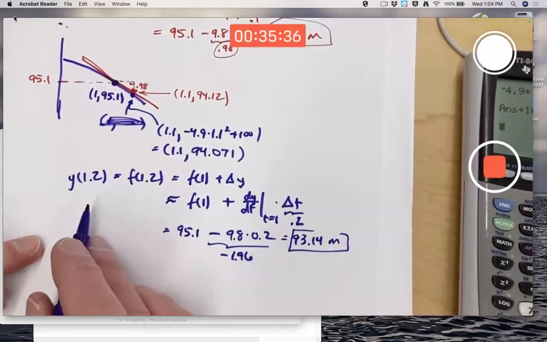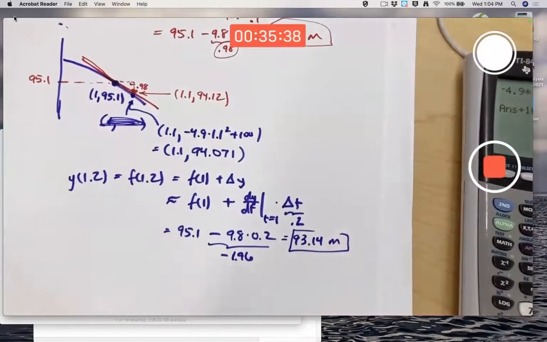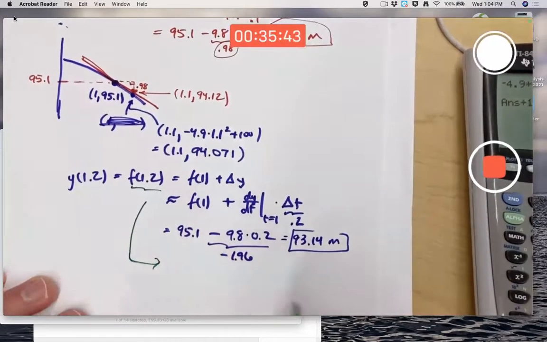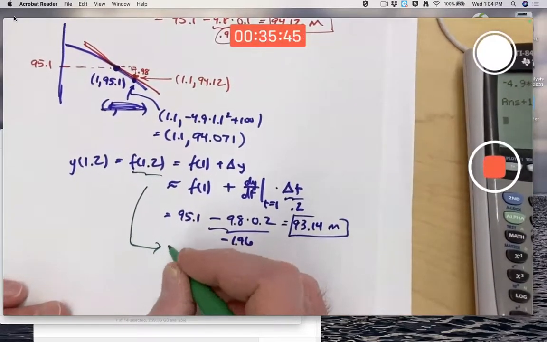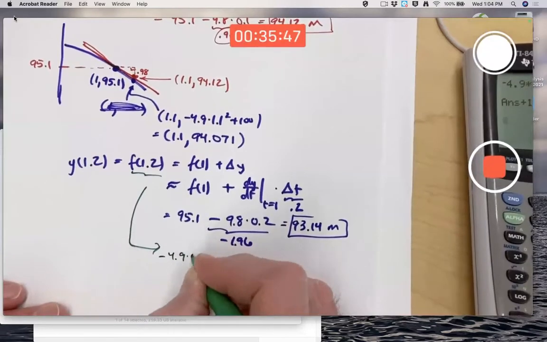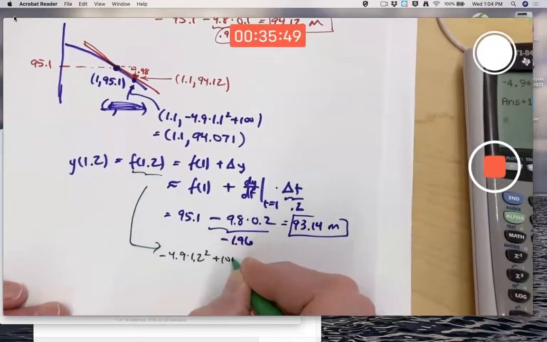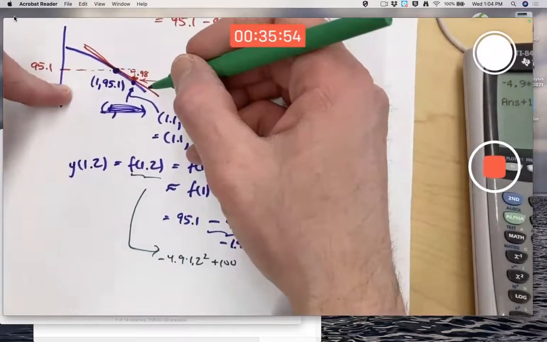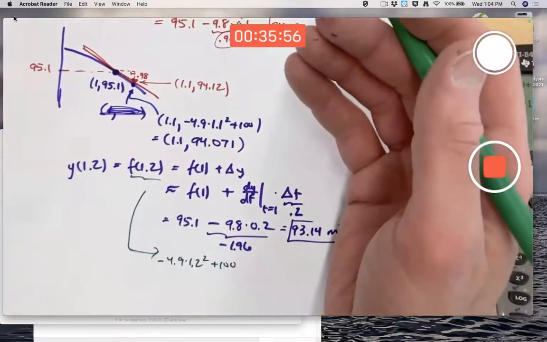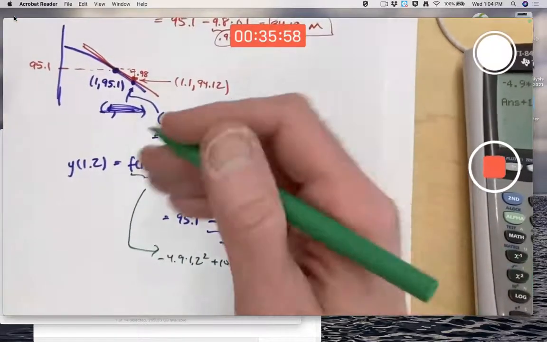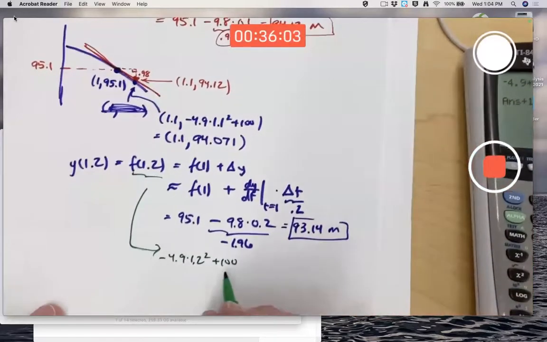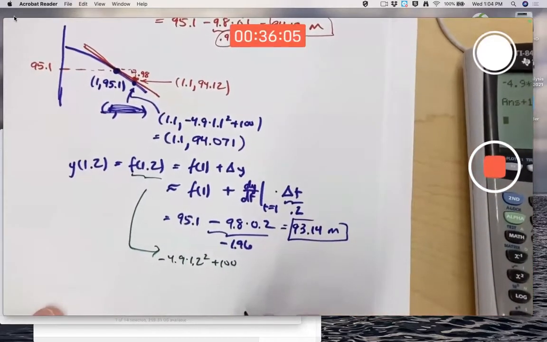What's the exact height? Use the function itself. The exact height, or the better approximation, since we're ignoring air resistance, is negative 4.9 times 1.2 squared plus 100. This picture still applies. The purple graph is still concave down. That means the red tangent line is still above it, giving us values that are too high. The actual height at time 1.2 is going to be smaller than this, lower.